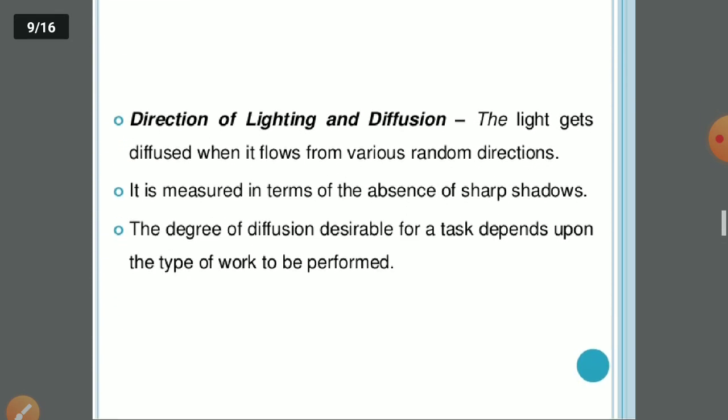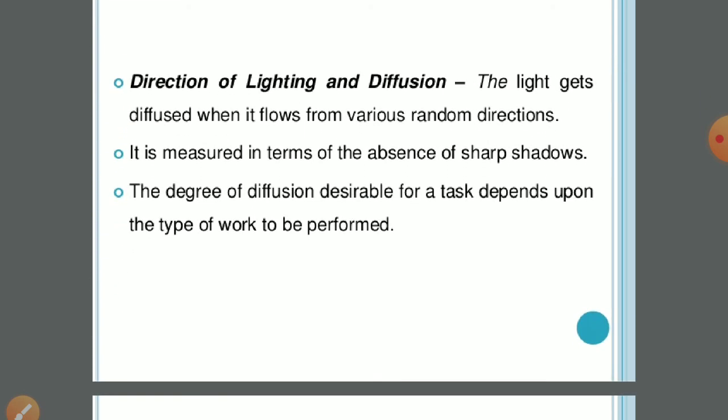Okay, then direction of light and diffusion. Light gets diffused when it flows from various random directions. This is a common characteristic of light. It is measured in terms of absence of sharp shadows. The degree of diffusion desirable for the task depends upon the type of work to be performed. So the direction of the light and diffusion of the light, these two points you should keep in mind while designing your lighting scheme for any industrial purpose.